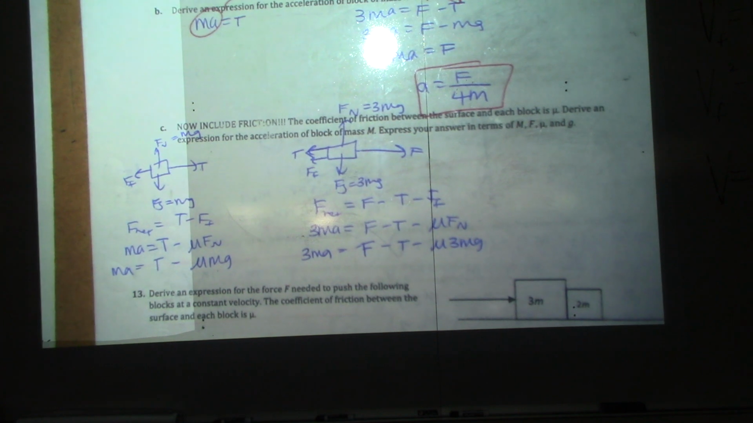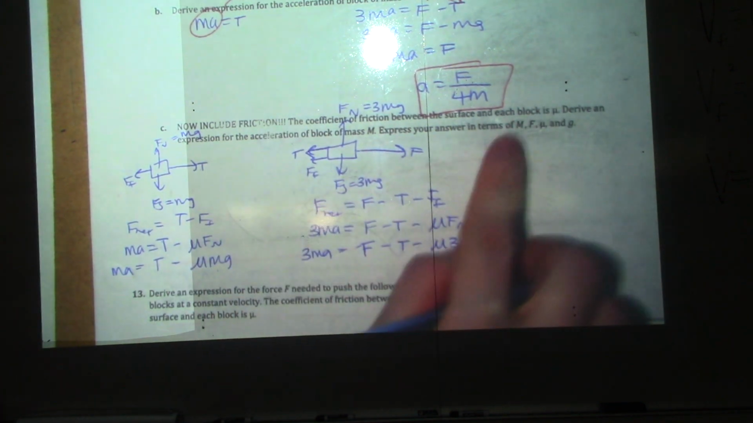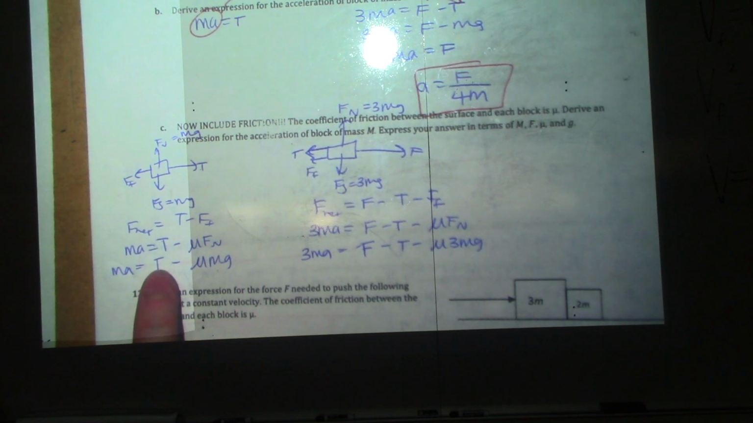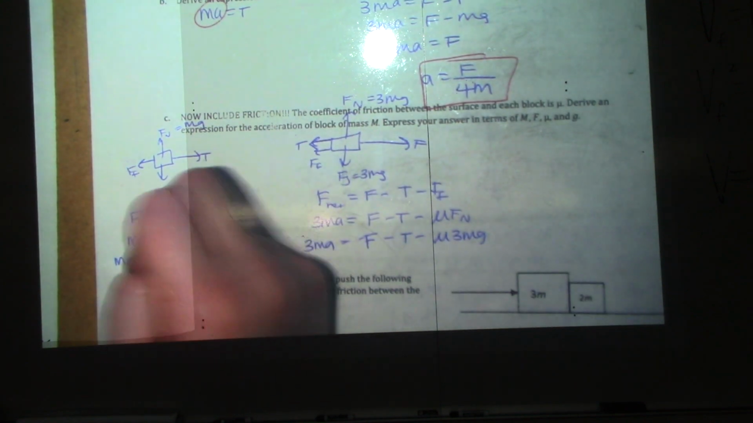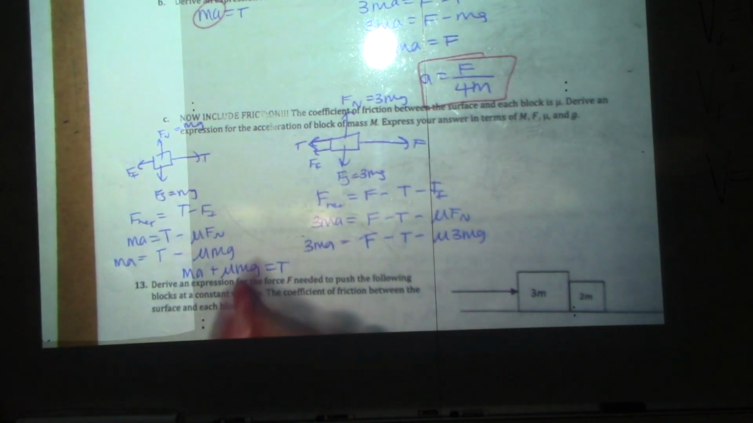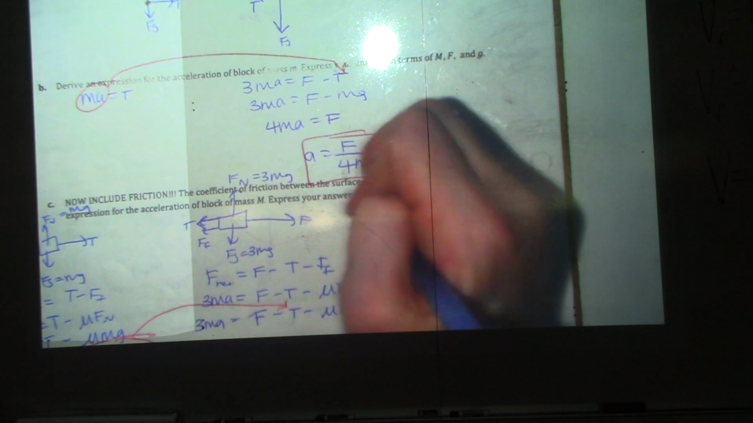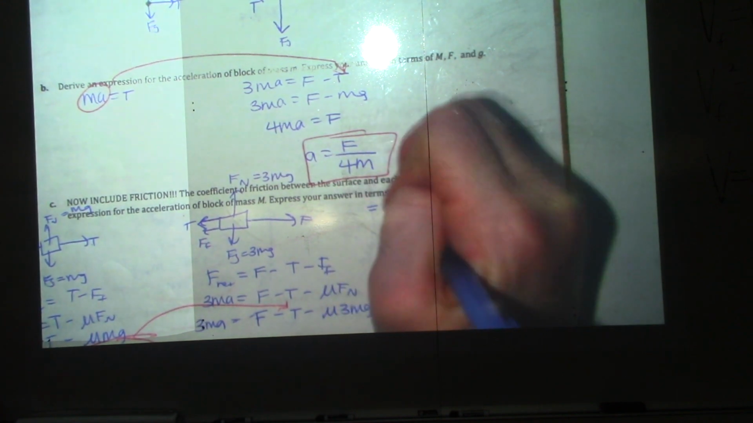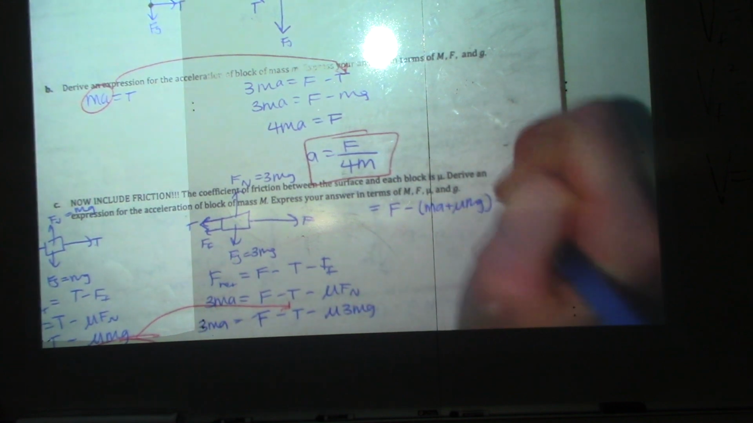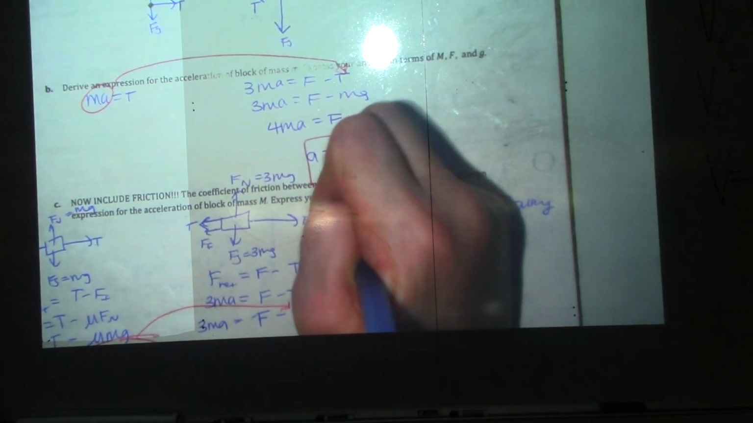Okay. Now I'm looking for acceleration. I'm allowed to have m, F, mu, and g. So I'm allowed all this, I'm allowed this, I'm allowed that. It's just T I need to get rid of. So let's solve this guy for T. So add over, you have ma plus mu mg to get your T. Substitute in. This is F minus (ma plus mu mg) minus mu 3 mg to get my 3ma.